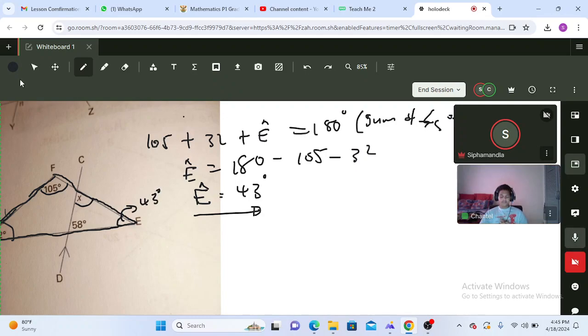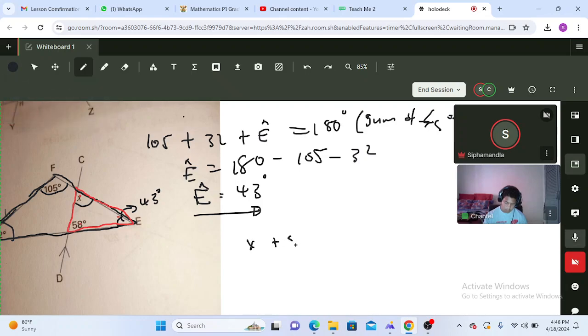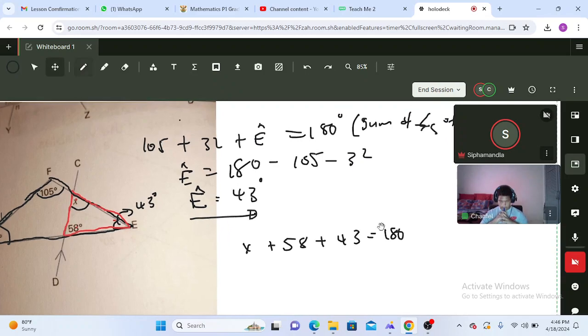Now I can use this triangle. You see that? So I can use that triangle. I have this angle, I have that angle, I want x. So by saying x plus 58 plus 43 degrees equal to 180, and the reason for that.